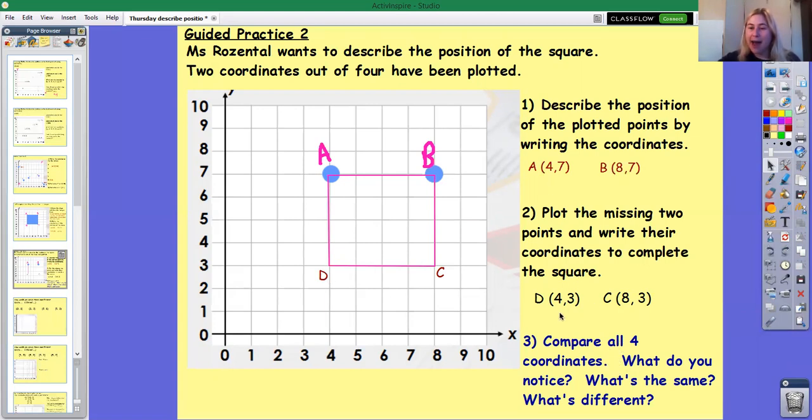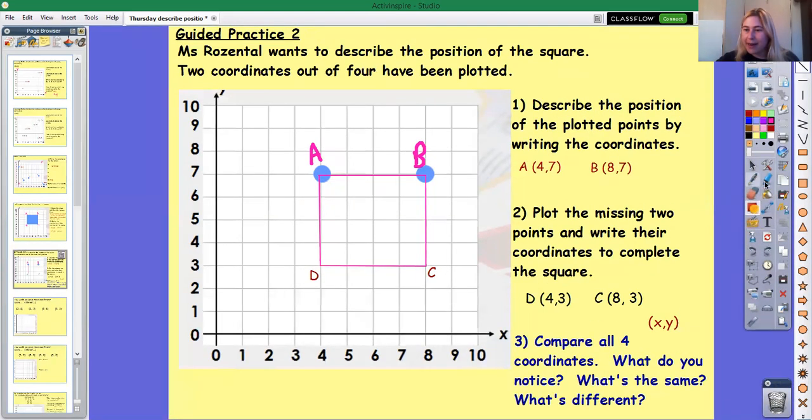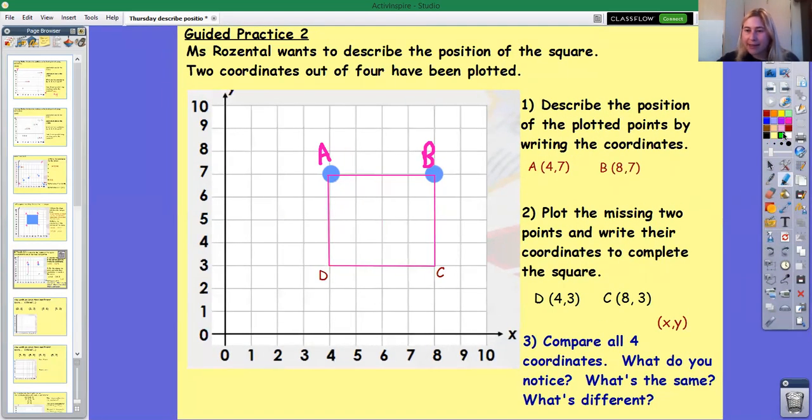Now I want us to compare the coordinates. So pause the video now and have a look at what's the same and what's different. And remember, because this always puzzled me, just remember that we always have X first and then Y. So you might want to think, what's the same about the X-axis? What's the same about the Y-axis? And what does that mean? Pause the video now. Okay, so I'm going to see if I can have a look at some of these patterns.